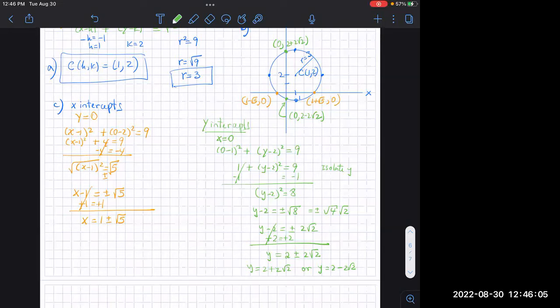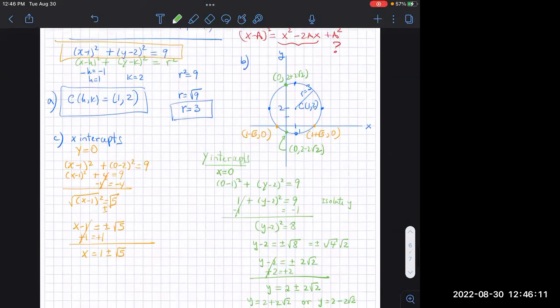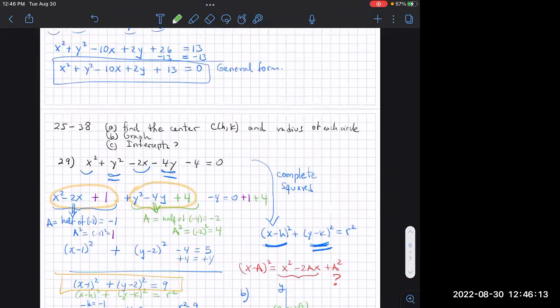Yes. Can you go over the general form again? I'm still having a little bit of confusion in that. Okay. Finding the general form.